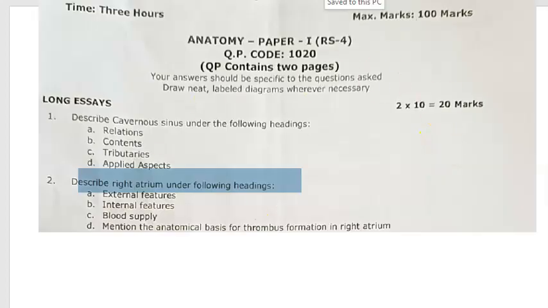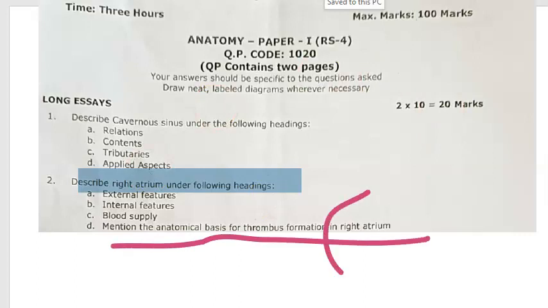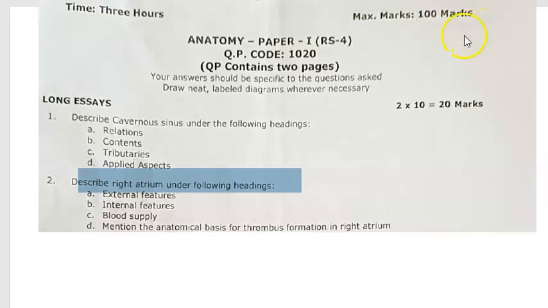People, in this video, look at this question. Anatomical basis for thrombus formation in right atrium. Why in right atrium there can be thrombus formation? They're asking you anatomical reasons. Okay. So first understand this.